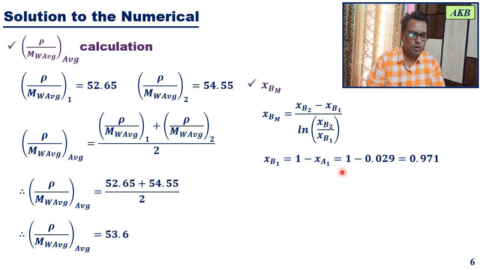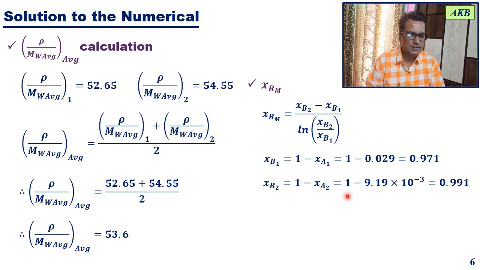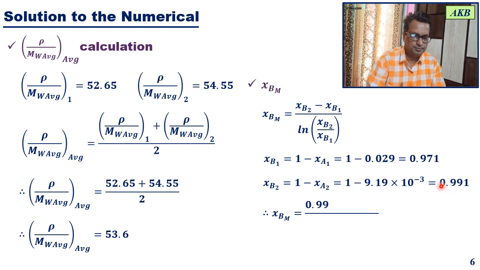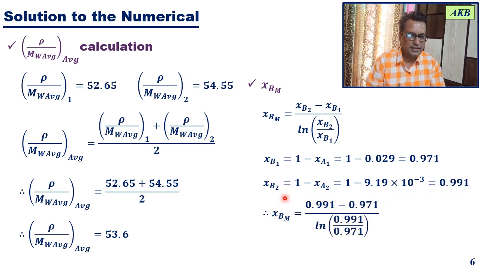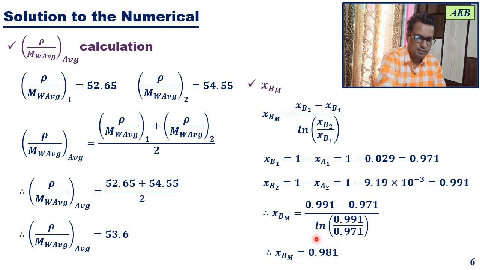There are only two components. Xa1 plus xb1 is 1. So xb1 will be 1 minus xa1. That is 1 minus 0.029, which comes out to be 0.971. Then xb2, with the same understanding, will be 1 minus xa2, that is 1 minus 9.19 into 10 to the power minus 3, which comes out to be 0.991. Finally, you just have to use the two values, that is xb1 and xb2, to get xbm. So xbm you get is 0.981.